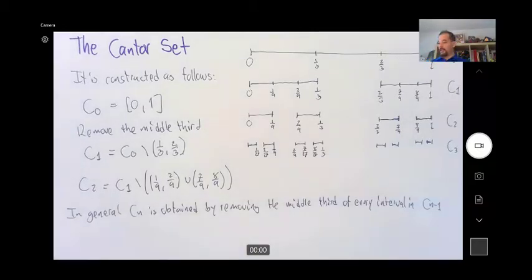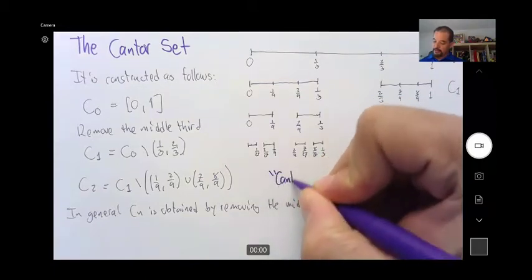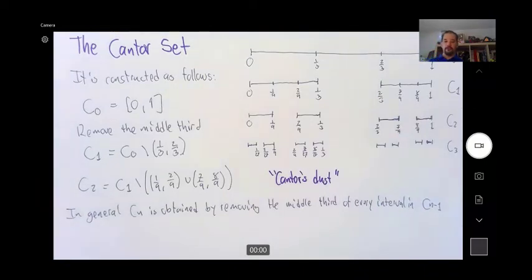And so a name that you may hear when you talk about this set, they also call it Cantor's dust. Because think about it, what's gonna remain in the end?